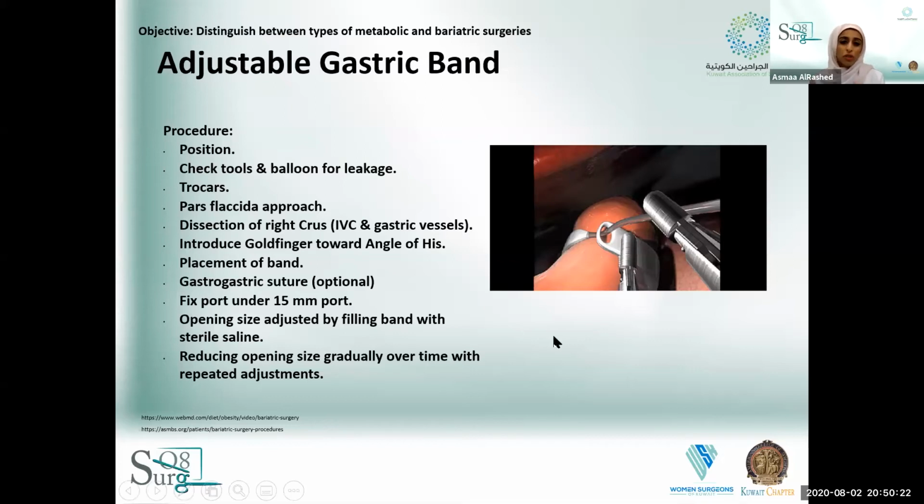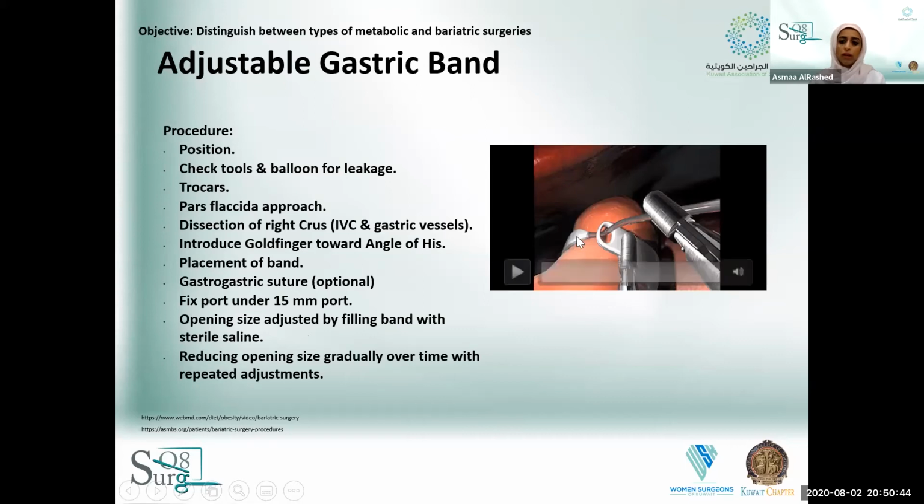And then again, these surgeries, you will not be doing them. As a general surgeon, you will be dealing with their complications. So we want to focus more on the complications today. But it's important to know that, for example, adjustable gastric band surgery has recently been falling out of favor. And actually, we're going to talk about that in a second.